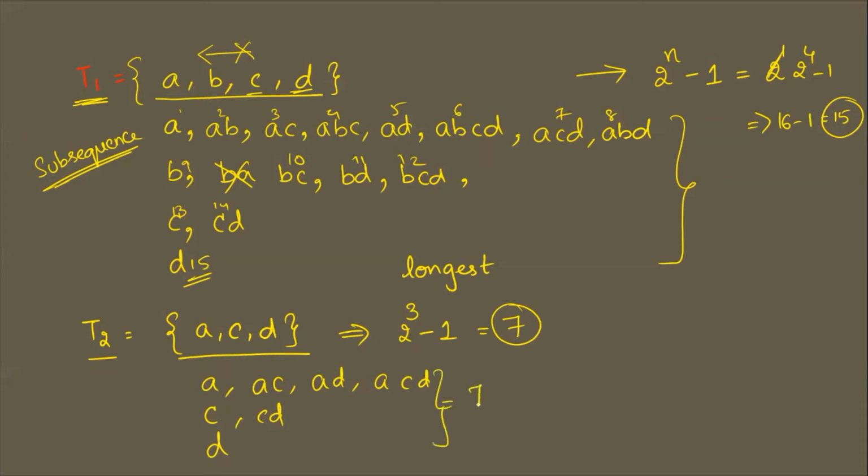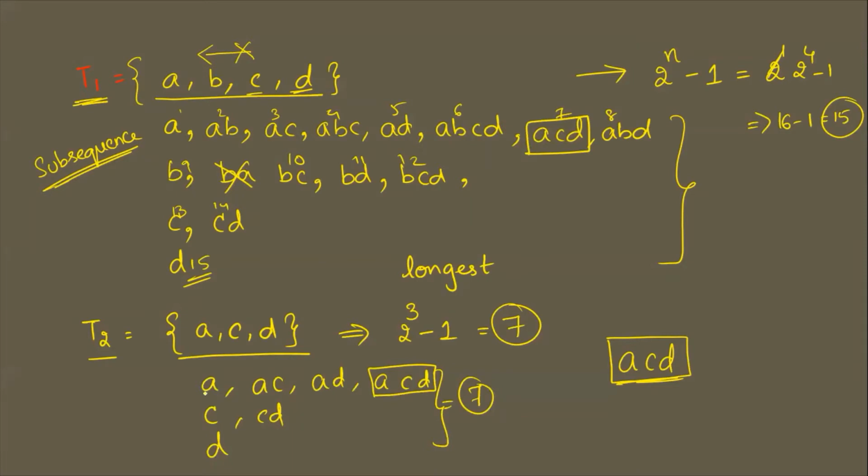So in total, 7 subsequences I can make. Now from these two, I can make out that ACD is the longest. Is it present over here? Yes, it's present. So from these two different strings that we have received, ACD is the longest common subsequence.